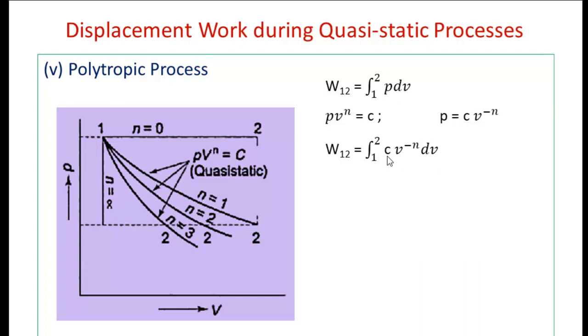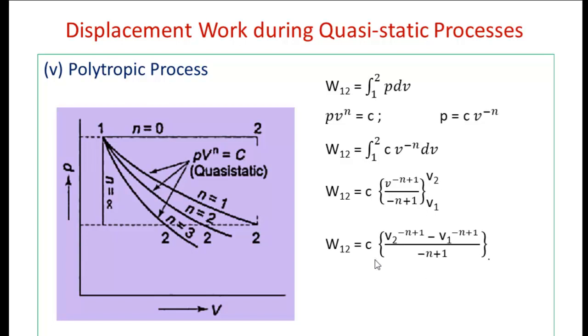If you integrate this, C is constant, so you can take it outside the integral symbol. So this is C, V power minus n; if you integrate, we will get V power minus n plus 1 divided by minus n plus 1 between the limits V1 to V2. At state 1 volume is V1, at state 2 volume is V2. So we substitute the values of V2 and V1 in place of V. This is C into V2 power minus n plus 1 minus V1 to the power of minus n plus 1, divided by minus n plus 1.